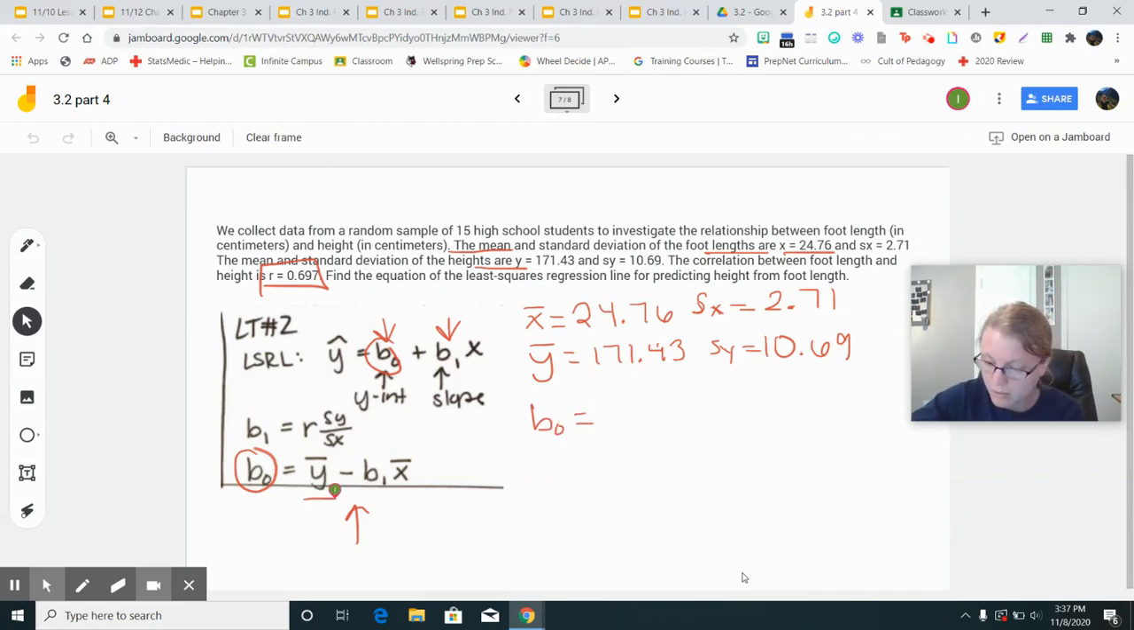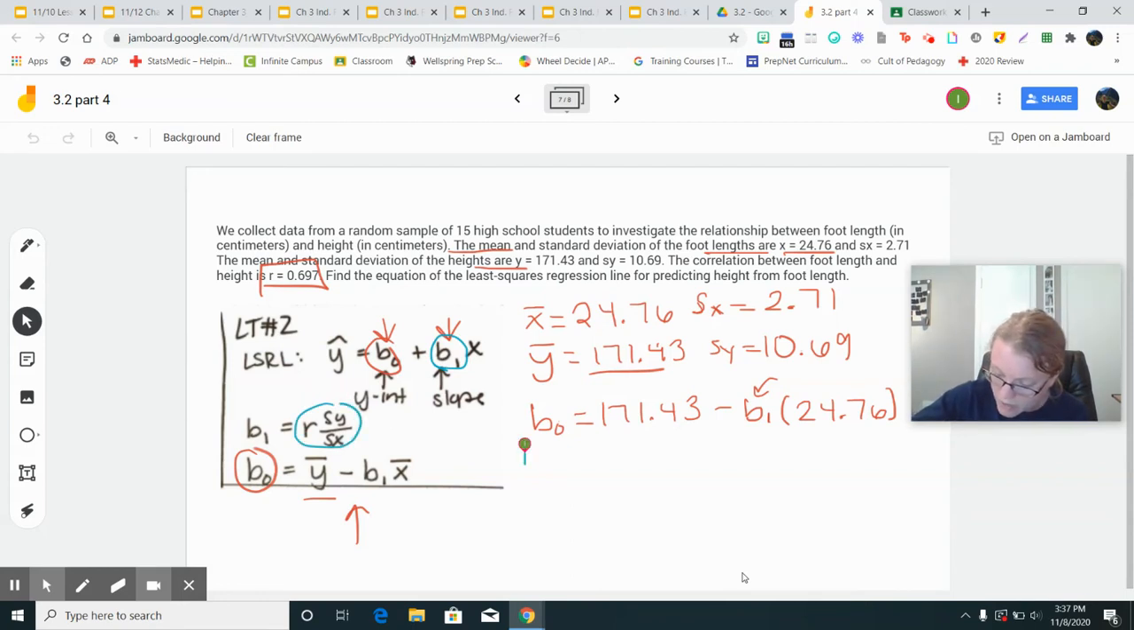So y with a bar on top is 171.43 minus my slope number times x with a bar on top. So it's been like a year since I've done this. So obviously we need to find the slope first. So my bad. So let me switch colors. So let's find our slope because we should have enough info there.